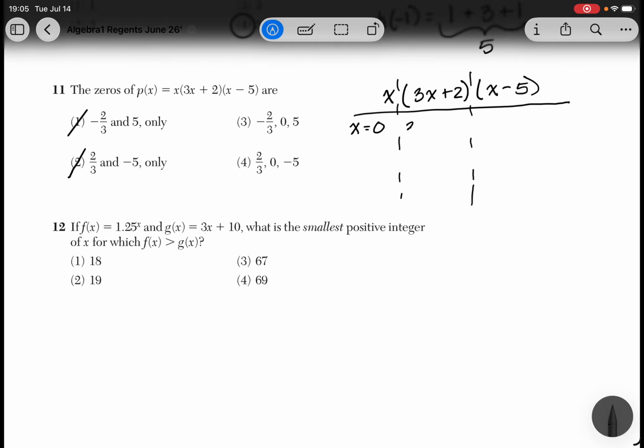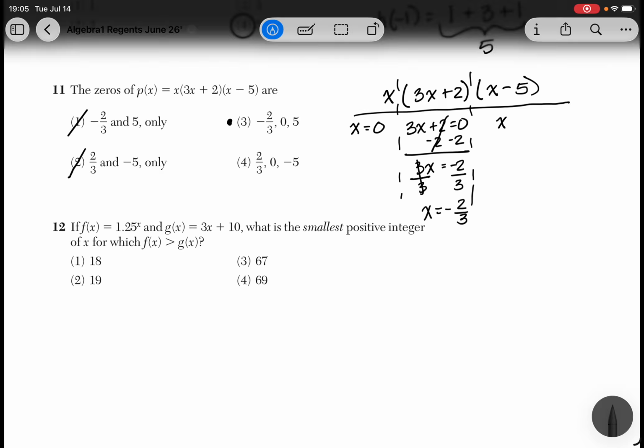Next up, we have 3x plus 2 equals 0. You're going to subtract 2 from both sides, so you're left with 3x equals negative 2. And now we need to divide both sides by 3. So then x equals negative 2/3. The only one that has negative 2/3 is answer choice 3. But let's just double check to be sure we didn't make any mistakes.